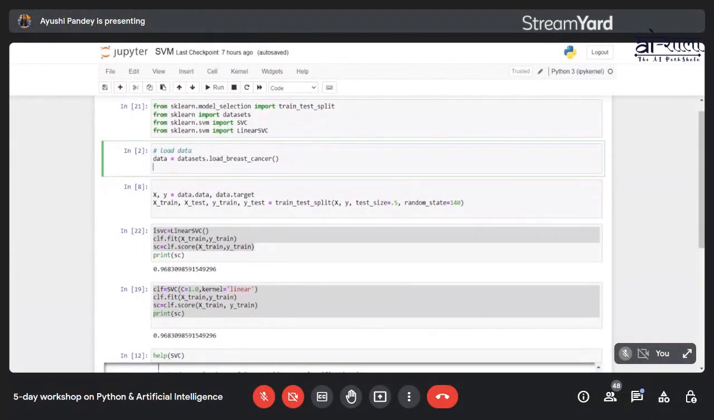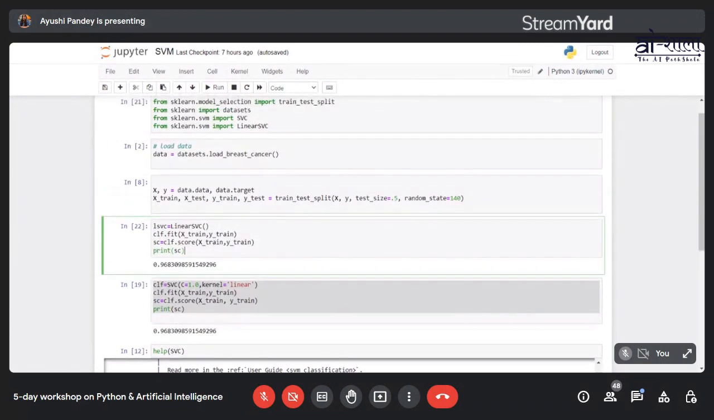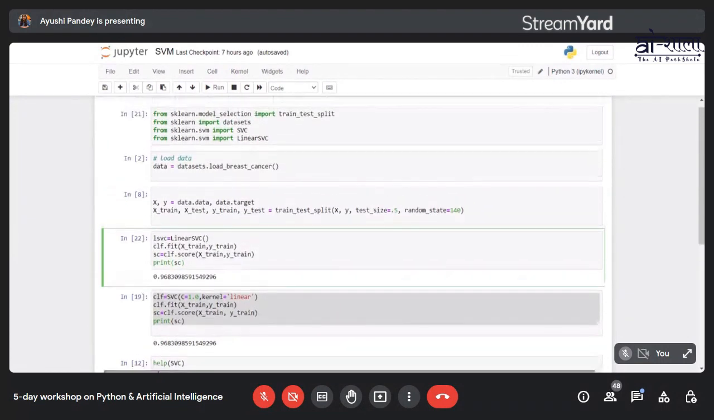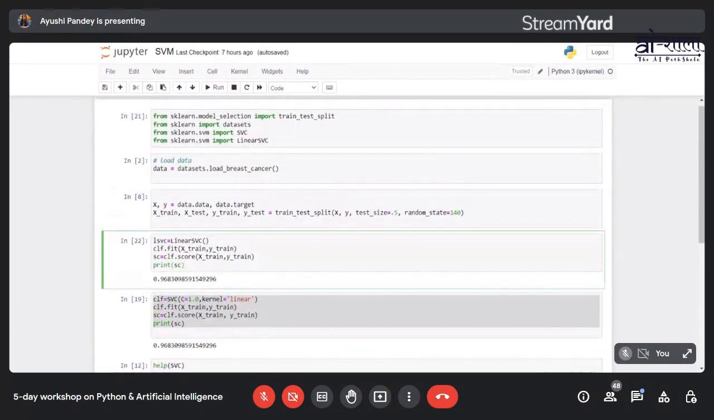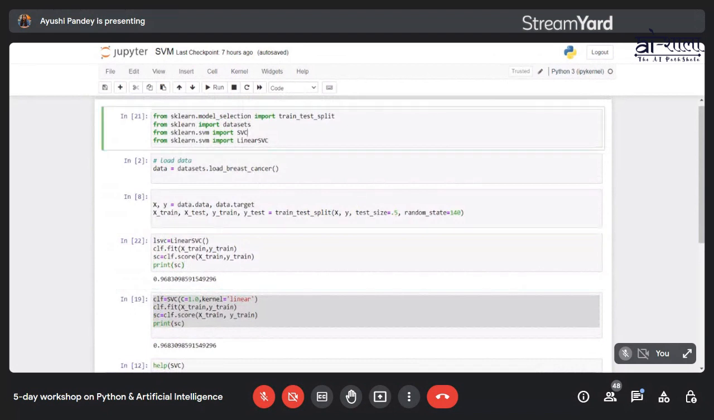I've categorized my data into X train and Y train, X test and Y test, and I've tried to split my data and I want it to be random. Okay. So we have SVM, which is SVC, because in SVM we can do classification and even regression. So for classification we have SVC. So this is a model.